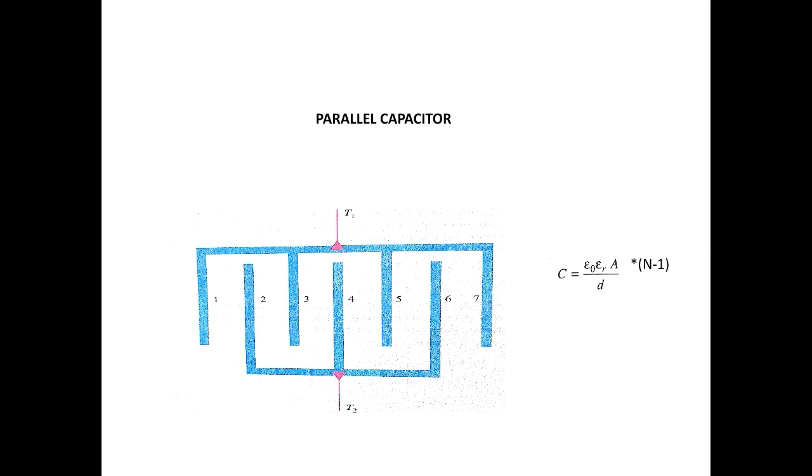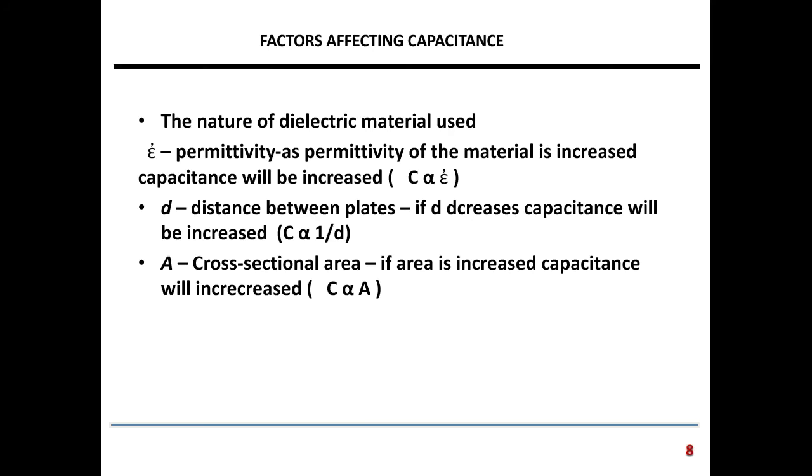What is N here? N is 7 here. Now we got 6 capacitors. So this is the formula for parallel plate capacitors. So now, factors affecting capacitance. What are the various factors affecting capacitance?